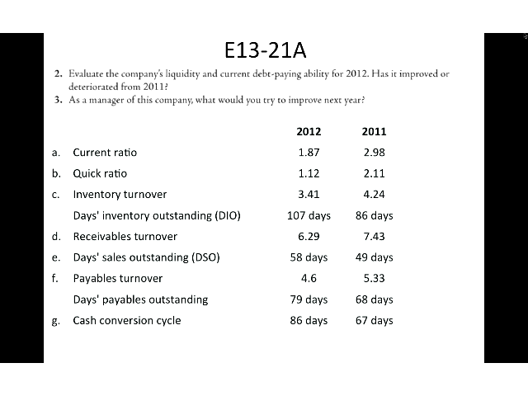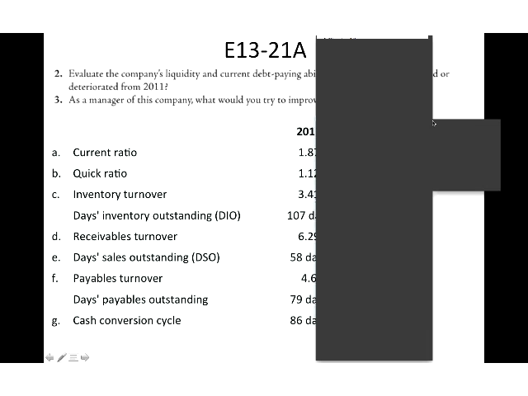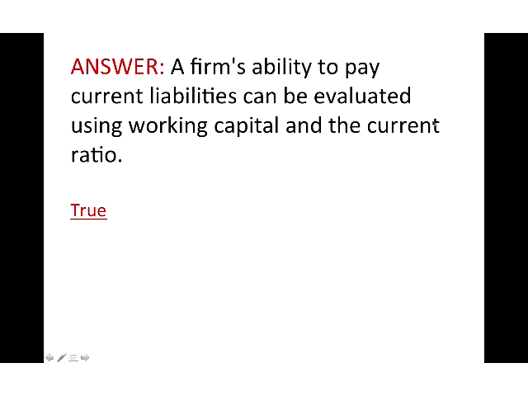Now, that does it on this exercise. The next item we have, I think, from what I was seeing, okay, here you go. For whatever reason, I don't have the question. I must have deleted it when I was fixing things. So a firm's ability to pay its current liabilities can be evaluated using working capital and the current ratio. That is true.